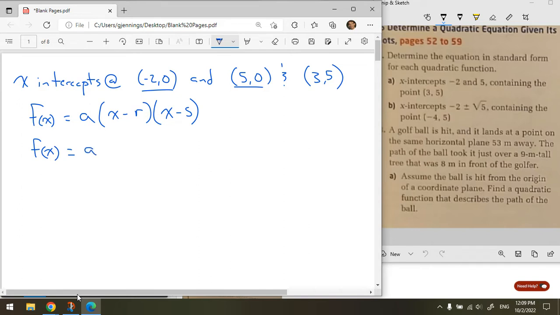Okay, so we know that this is equal to a multiplied by x minus -2 multiplied by x minus 5. Oh, Mr. Jennings, he's so careful with his substitutions. That means I avoid errors. So then I can simplify that just a little bit. I'm going to remove the brackets within brackets: a multiplied by x plus 2 multiplied by x minus 5.